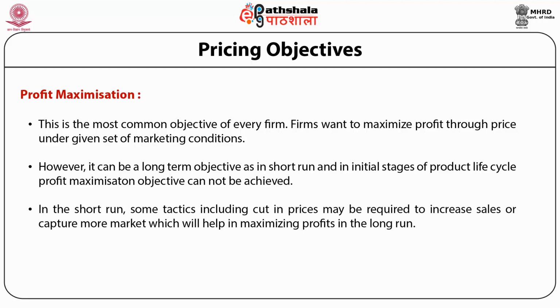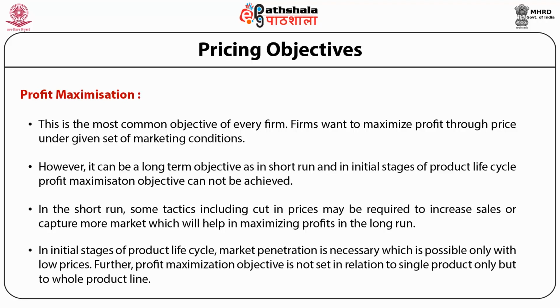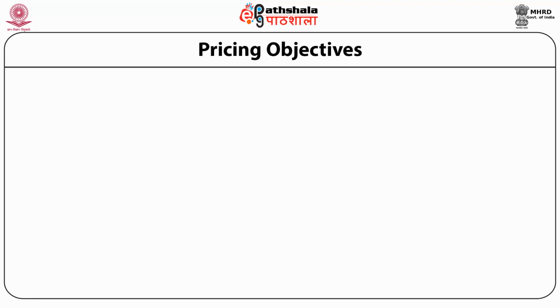In the short run, some tactics including a cut in prices may be required to increase sales or capture more market, which will help in maximizing profits in the long run. And in initial stages of a product life cycle, market penetration is necessary, which is possible only with low prices. The profit maximization objective is not set in relation to a single product only, but to the whole product line.